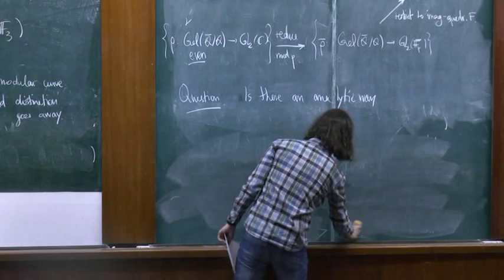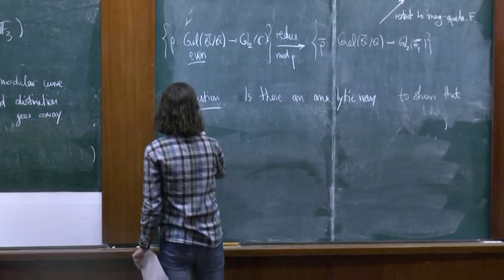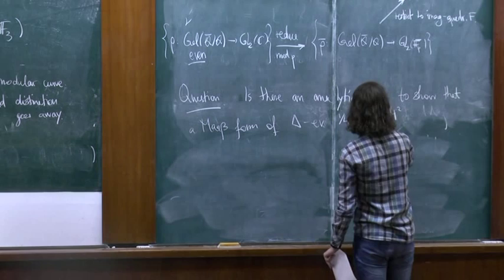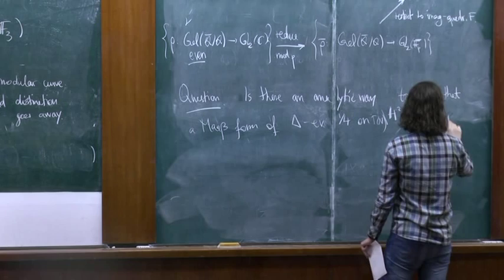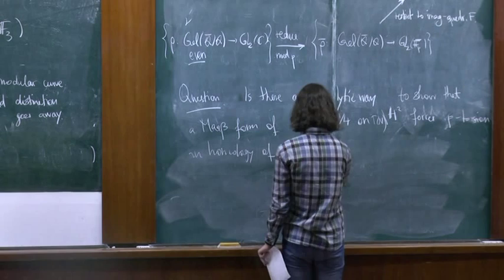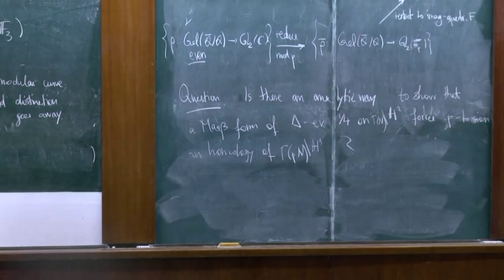So there should be an analytic way to show that a Maass form of Laplacian eigenvalue a quarter on H2 mod gamma of n forces p torsion in the homology of the Bianchi manifold. And if there would be some way of showing this, then you could somehow try to reverse these arrows and actually construct this Galois representation. And it's very conceivable that this would actually work.